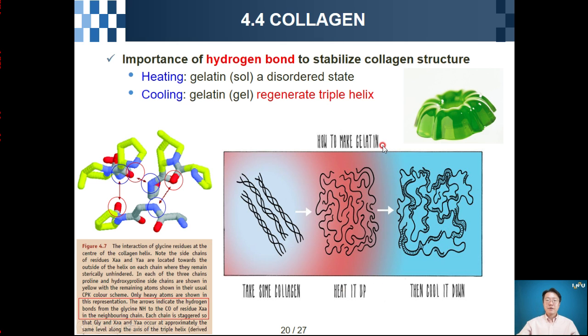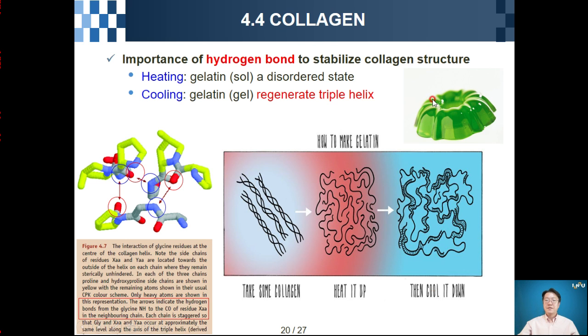Usually the main component of gelatin is collagen. When collagen is heated up, the hydrogen bonding between the triple helices is broken. So it will make the disordered status, the sol status, the liquid status. When we cool the gelatin down, it will regenerate triple helices between the neighboring strands, so it will make the gel status.